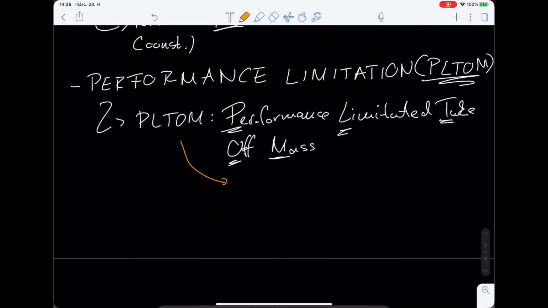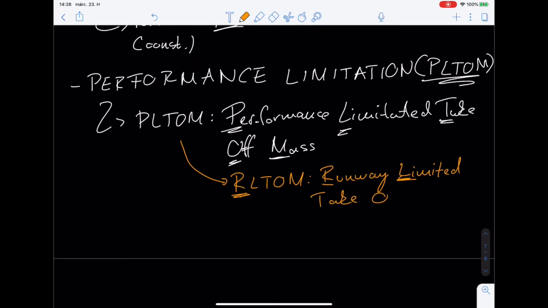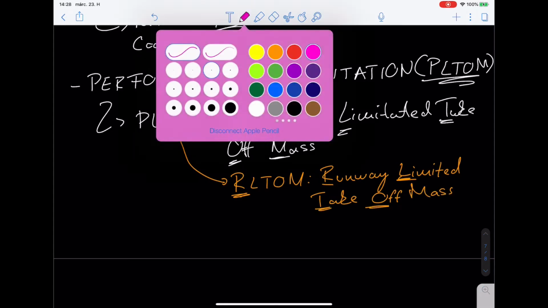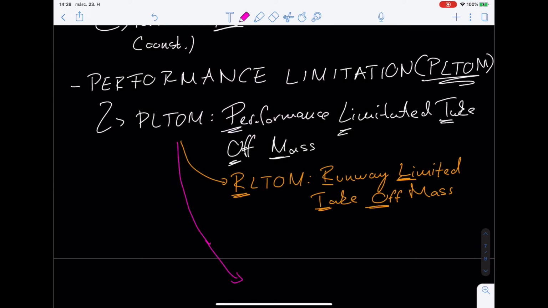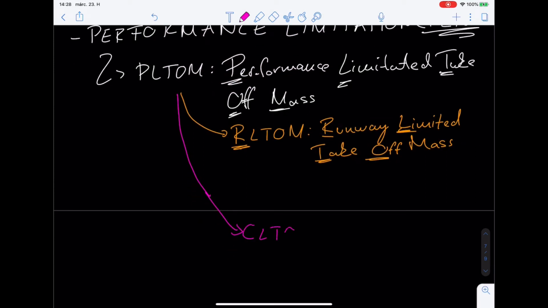The first one is the runway limited takeoff mass, and the second part is going to be the climb limited takeoff mass, CL2.